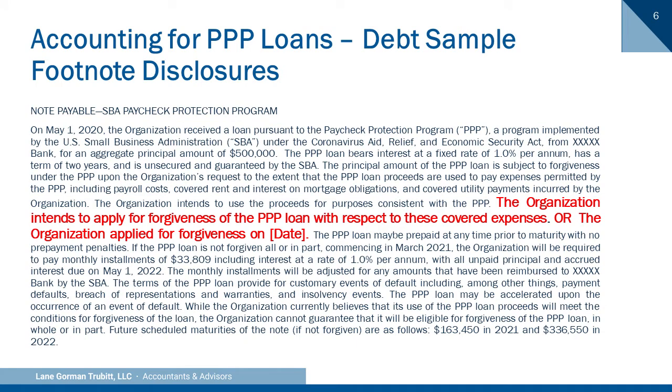And here's a footnote disclosure for a PPP loan that has not been forgiven at year end, with the actual verbiage depending on whether or not the organization has applied for forgiveness. The key disclosures include the amounts, interest rates, maturity date, payment schedule, guarantees, and other significant terms of the loan agreement. Not really any different than what is normally disclosed for debt arrangements.